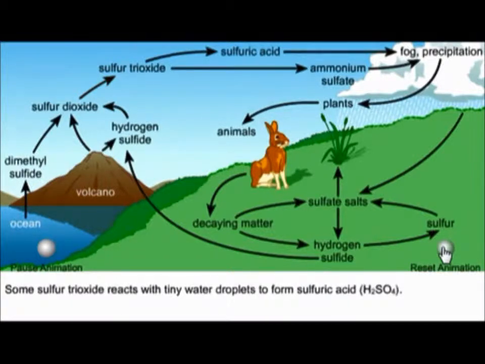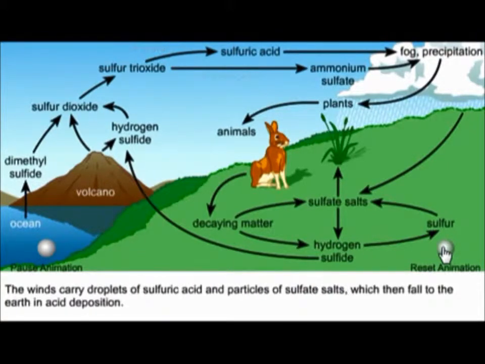All living things require sulfur to make protein. Plants get sulfur by taking up ions of sulfate salts from the soil. Animals get sulfur by eating plants, and all living things release sulfur compounds when they decay.